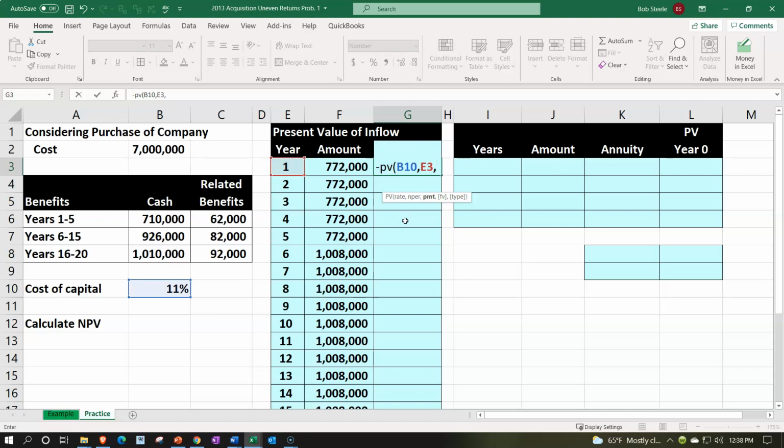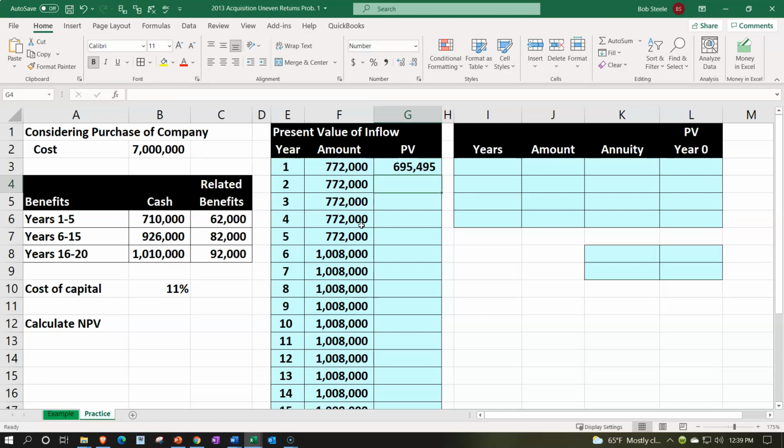And then comma, we're not going to be doing an annuity. We're just going to be doing present value of 1s all the way down. So 2 commas, or you can put a 0 there. And then I'm going to pick up these 772 and enter. Let's do that a couple times down to like number 6, and then we'll do the copy and paste thing here. We won't do it all the way down 20 periods, so don't worry.